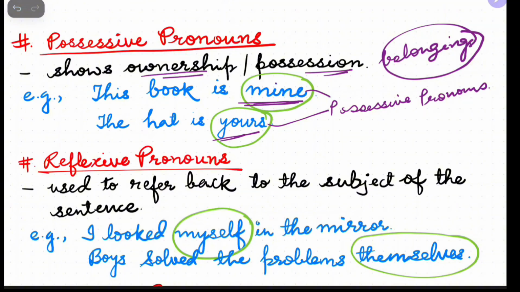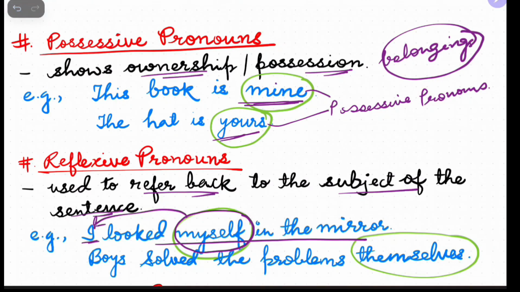What is the next type? The next type is reflexive pronoun. So reflexive pronoun is used to refer back to the subject of the sentence. I mean, when you see the example, it will be clearer. You see, I looked myself in the mirror. You see, myself is again referring to I. Is referring back to the subject. That's why myself is here a reflexive pronoun.